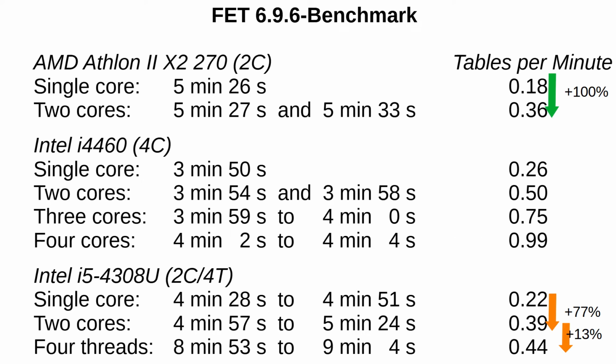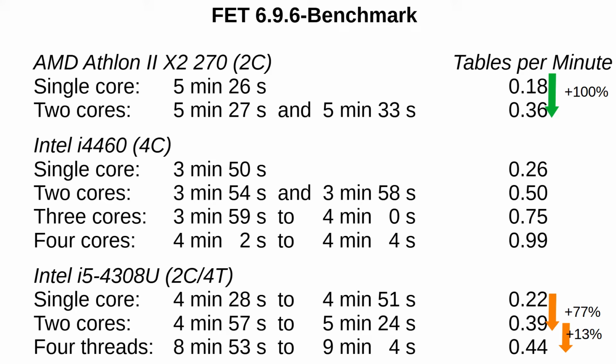Instead of comparing the times, I calculated how many tables are generated per minute. If you generate a single timetable in 5 minutes and 26 seconds, then you will get 1 table per 5 minutes and 26 seconds. 1 divided by 5.5 minutes is equal to 0.18. And what about 2 cores?